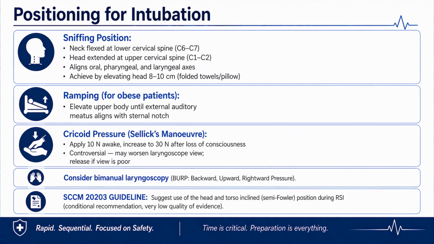Next is the cricoid pressure or Sellick's maneuver. It is done to reduce the aspiration risk. Okay, how is it done? It is done by applying pressure over the cricoid cartilage. The idea behind it is that cricoid cartilage is a complete ring. So when you put pressure over it, it completely obliterates the esophageal lumen and reduces the chance of aspiration. How much pressure? When the patient is awake, you apply 10 Newton, and once the induction agent is given and the patient loses consciousness, you increase that pressure to 30 Newton.